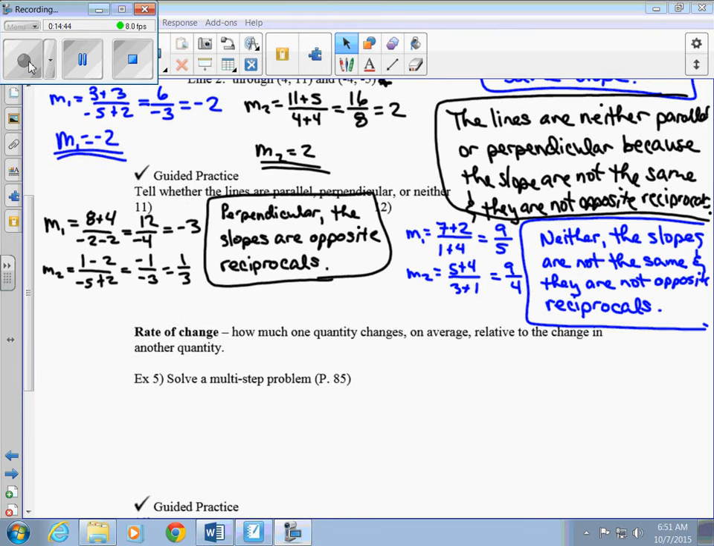And here are the answers to guided practice questions 11 and 12. Notice again we found the slope of line 1 and slope of line 2 of both of those, and then we had to decide if the slopes were the same, they're parallel. If the slopes were opposite reciprocals, like they are in number 11, they're going to be perpendicular. And if they're neither of those two, then it's not parallel or perpendicular.